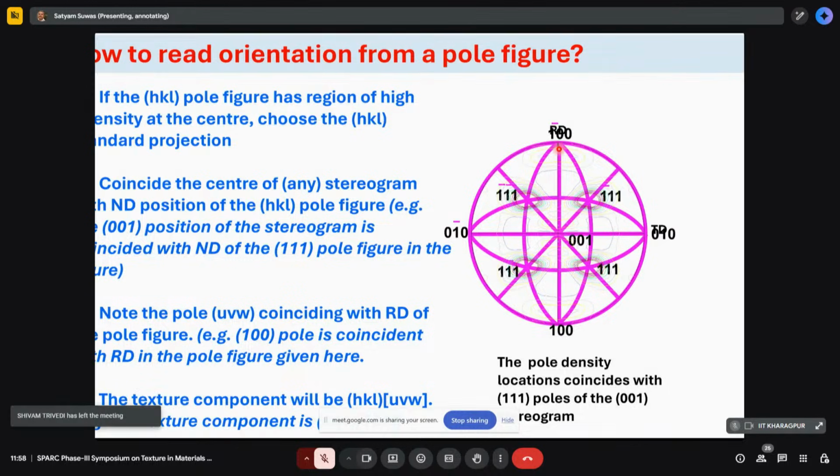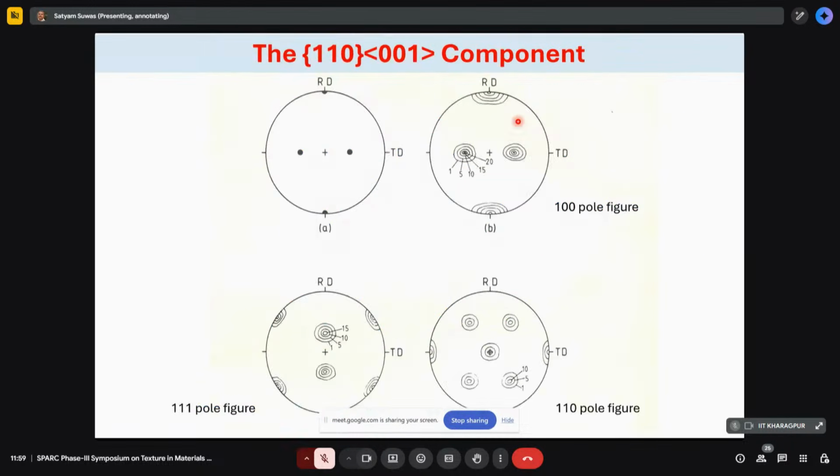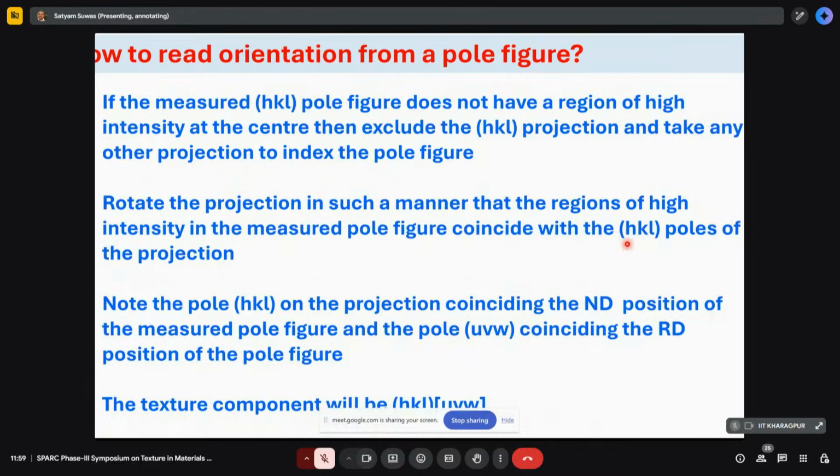But in real life, you get complicated orientations. Then what you have to do, if the measured HKL pole figure does not match, is choose specific standard stereograms. Here, I chose standard stereogram 001, and in the first shot itself it got indexed. Sometimes in the first shot it doesn't get indexed. Then you have to choose multiple stereograms. You can superimpose them and see how all these 111 poles are getting indexed.